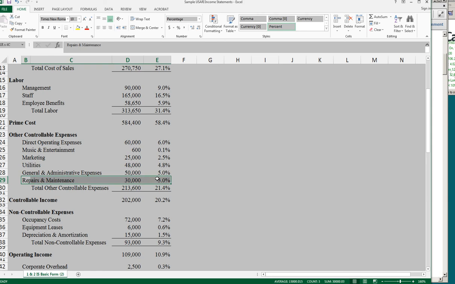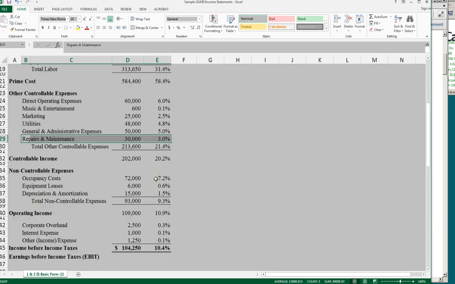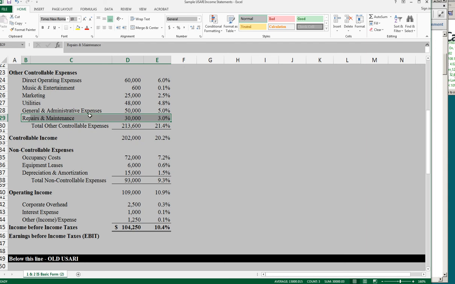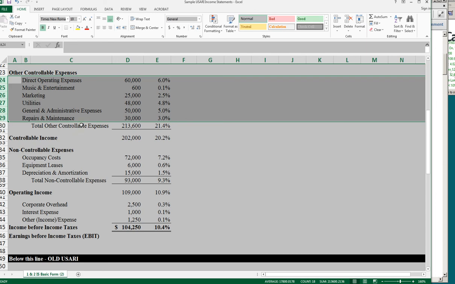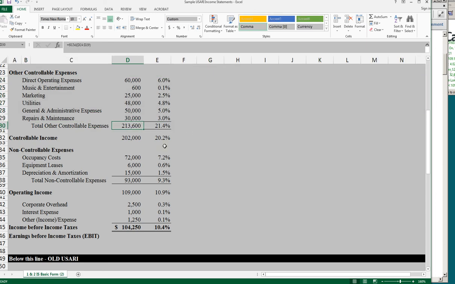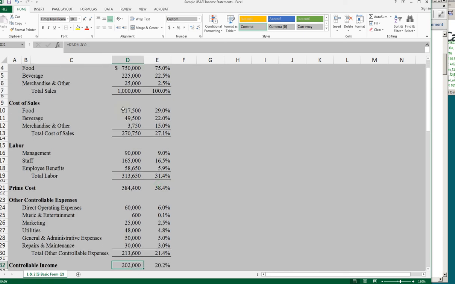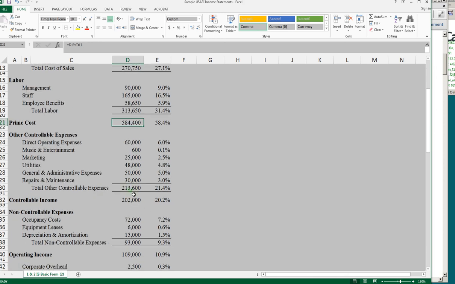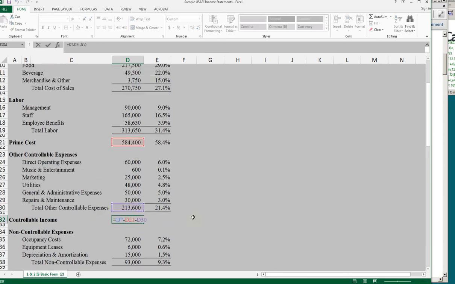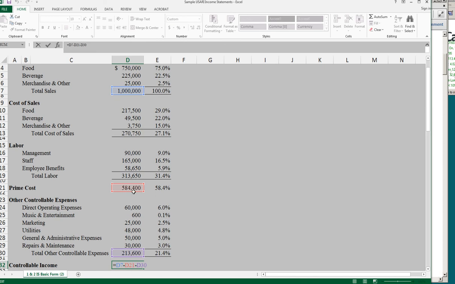Repairs and maintenance, it's as it seems, it's whatever repairs and maintenance are made. This includes both the labor and the parts whenever a repair or maintenance is made. And there you go. Again, since you've broken out other controllable expenses, you want to give a subtotal of this area. Controllable income, you'll notice, is going to be total sales minus prime cost minus total controllable expenses. So, right, there you go. Total sales minus prime cost minus total controllable expenses.